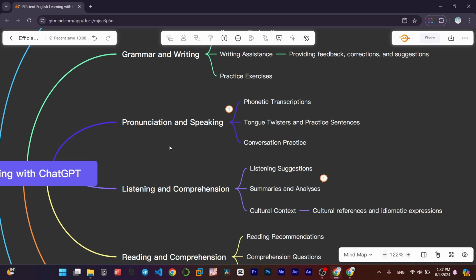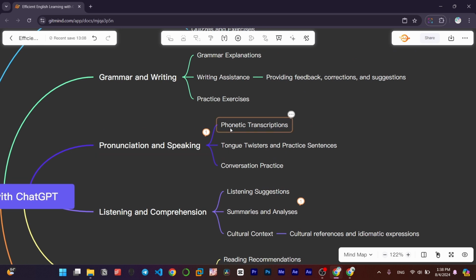About pronunciation, it can provide you phonetic transcriptions, tongue twisters and practice sentences. It can provide you more examples. But honestly, in terms of pronunciation, it's not good enough. It can provide you exact phonetic transcriptions, but it's not very useful, because I like to hear them. So this is not the right tool for this.